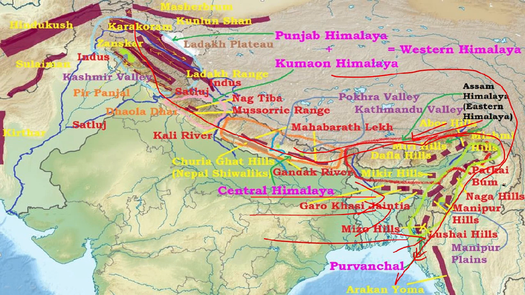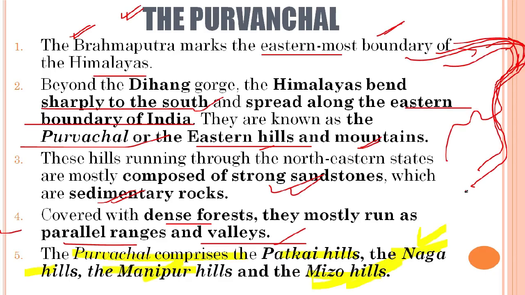Here, as you can see, you can find the Patkai Hills known as Patkai Bum, then we find the Naga Hills, then we find the Manipur Hills, and then we find here the Mizo Hills. You already know that states are also named after these hills, so these states are located in the hills itself, known as Nagaland, Manipur and Mizoram. Okay, so I hope that the concept of Purvanchal is clear.